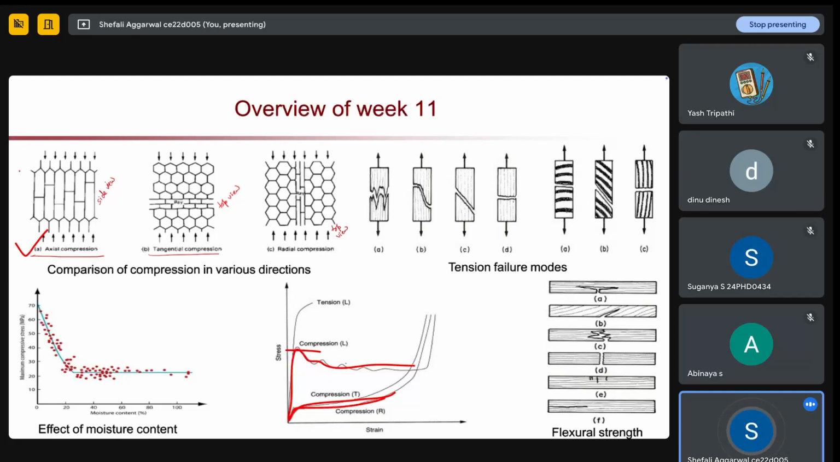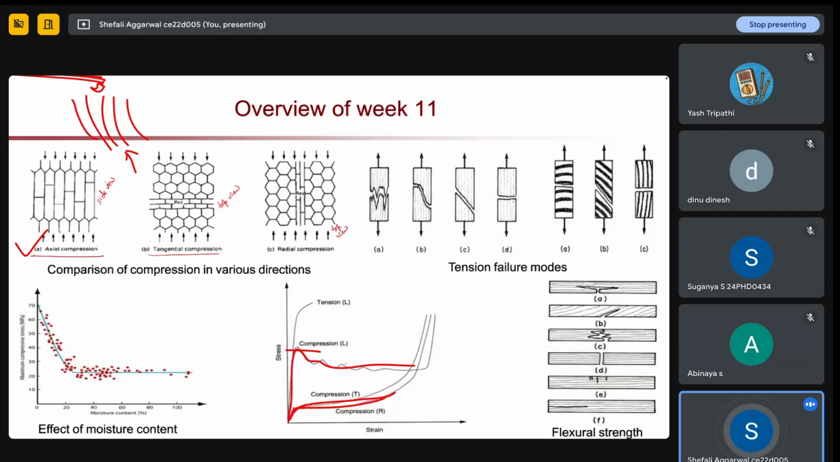Why is it happening? If this is your axial direction, and in this case you are applying load, firstly your annual rings will try to bend themselves, and then only they will fail, as we have seen in the previous slide on different types of failure. But in this case, this is tangential compression. So in this case these rings will fail.